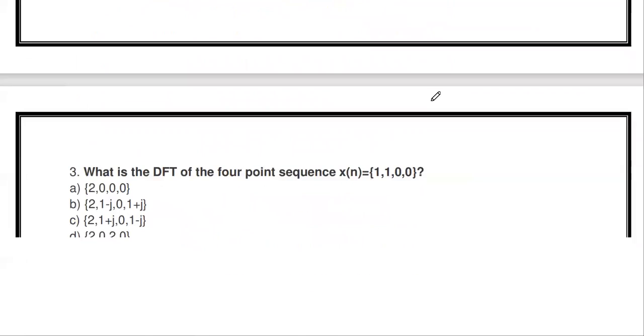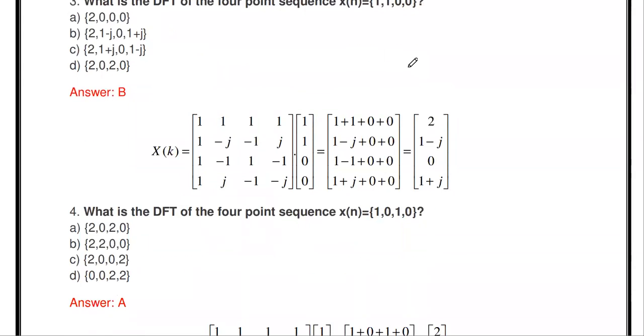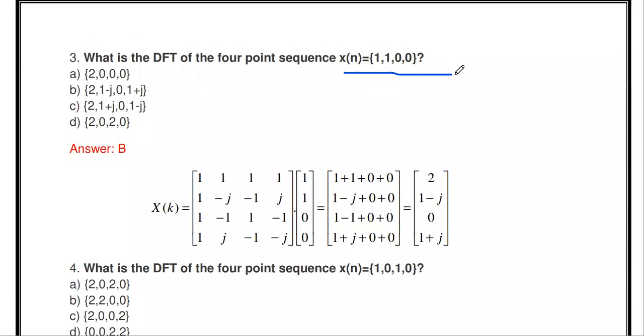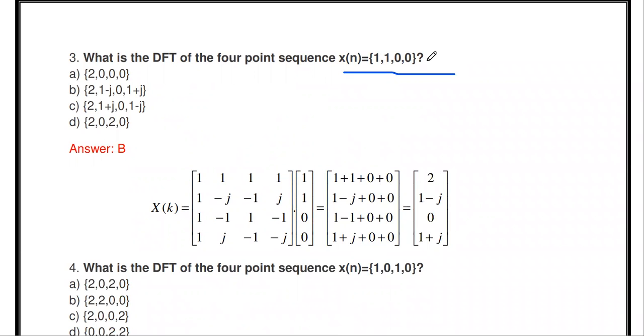Okay, so similarly, the third problem: what is the DFT of the 4-point sequence X of n equal to 1, 1, 0, 0? First 2 ones, then 2 zeros. In a similar way, you just solve. The same twiddle factor is multiplied with 1, 1, 0, 0. So we will get the answer, and the first answer is 2.